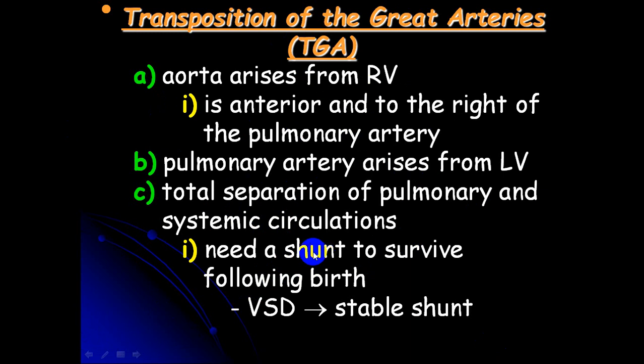If there is a shunt, there are two types of shunt. Stable, like ASD and VSD. This is a stable shunt, and still some of the deoxygenated blood mixes with oxygenated blood from the lung and goes to the systemic circulation. Without this shunt, it becomes parallel and not mixed.